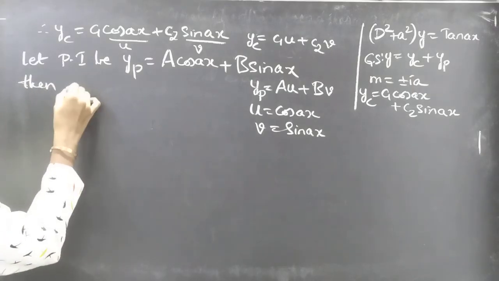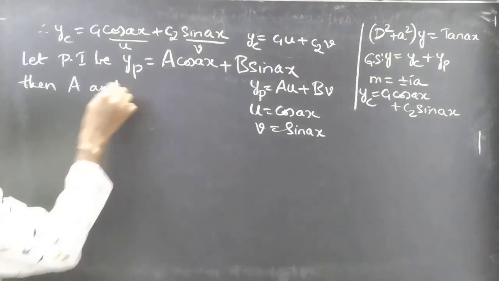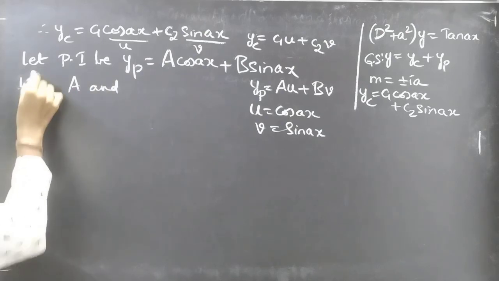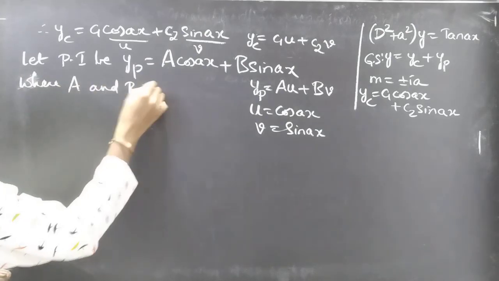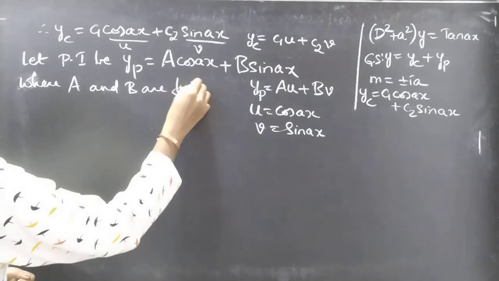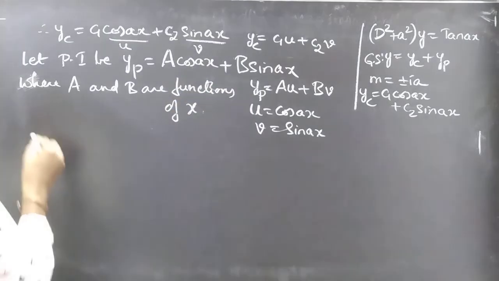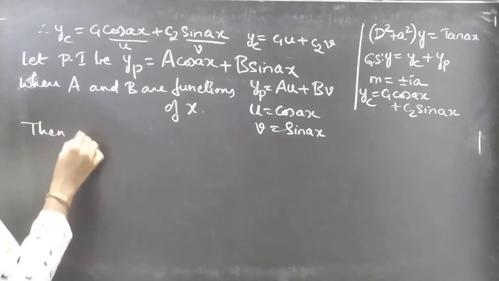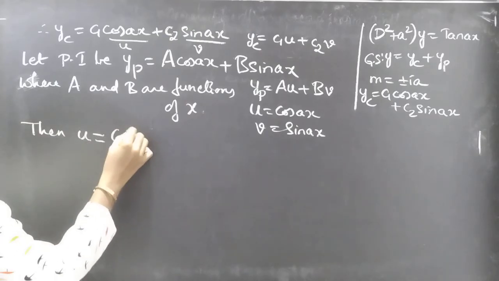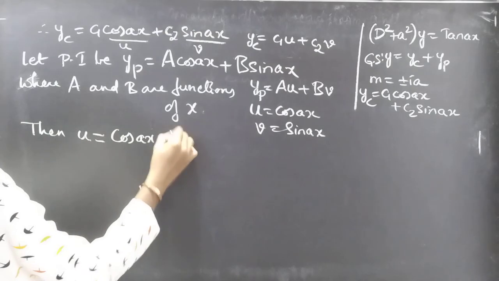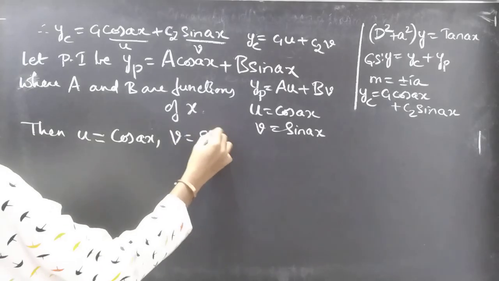Then a and b, where a and b are functions of x, then u equal to cos ax, v equal to sin ax.